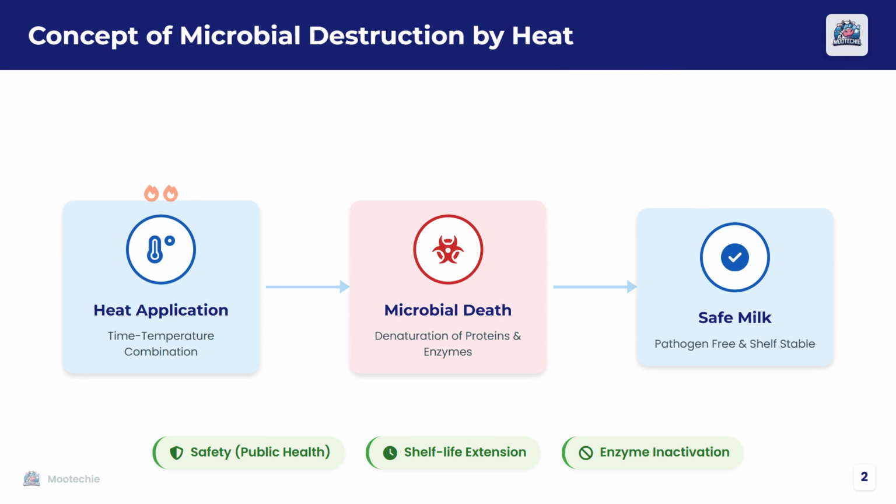Let us begin with the concept of microbial destruction by heat. Heat is applied in a specific time-temperature combination. This leads to microbial death through denaturation of proteins and enzymes. When proteins inside microbial cells denature, cellular metabolism stops, and the organism cannot survive. The final outcome is safe milk, pathogen-free, and shelf-stable. Additionally, heat inactivates enzymes, extends shelf life, and ensures public health safety.